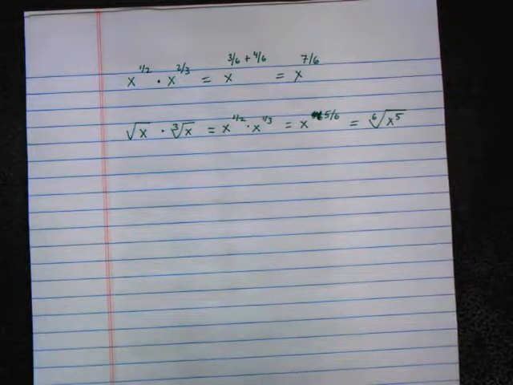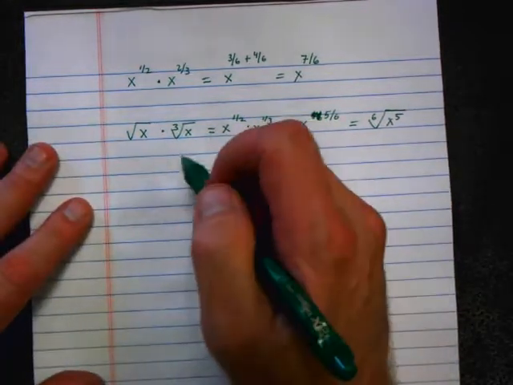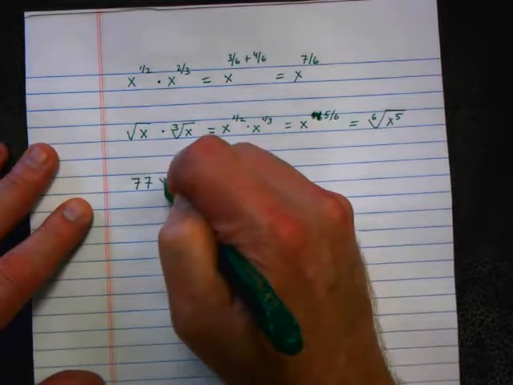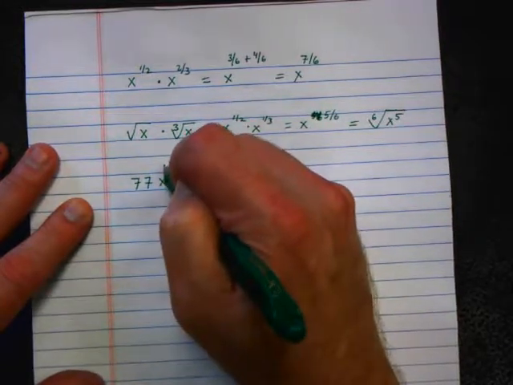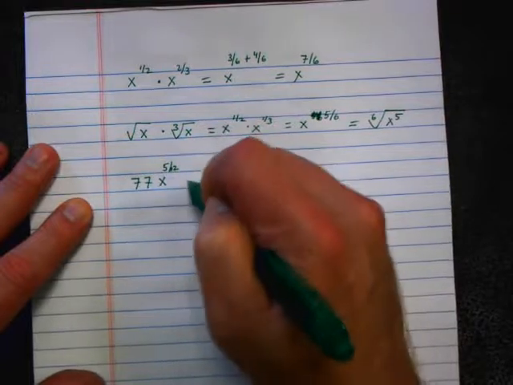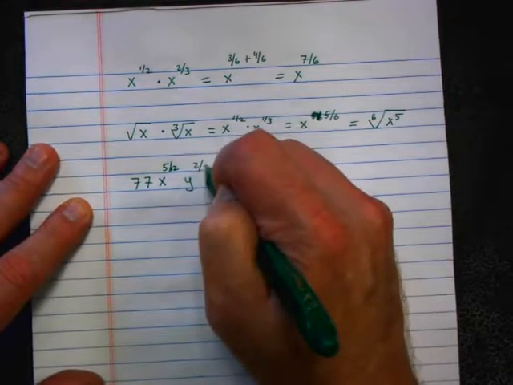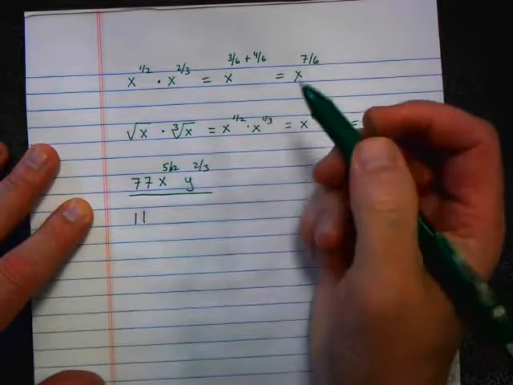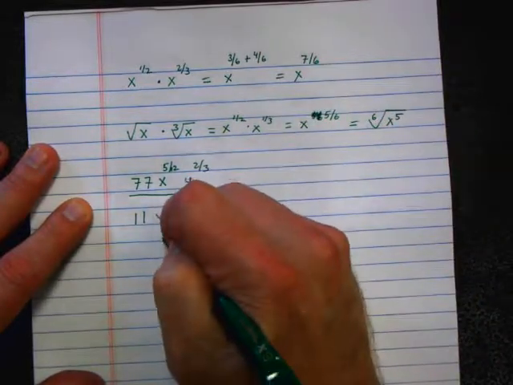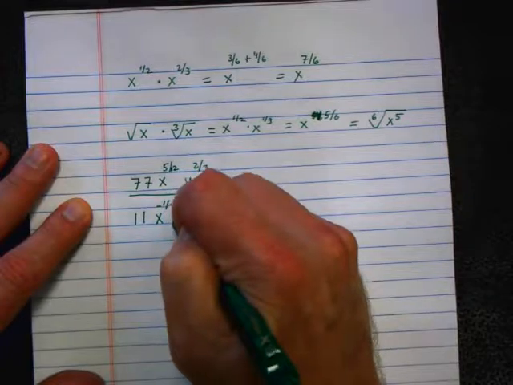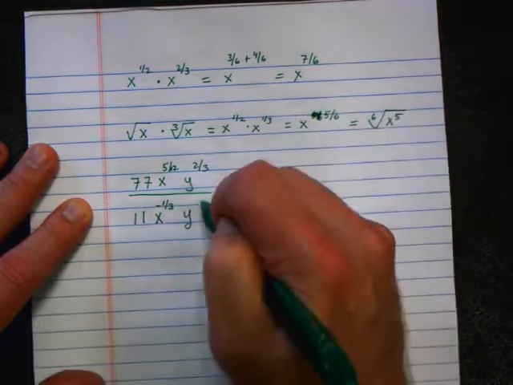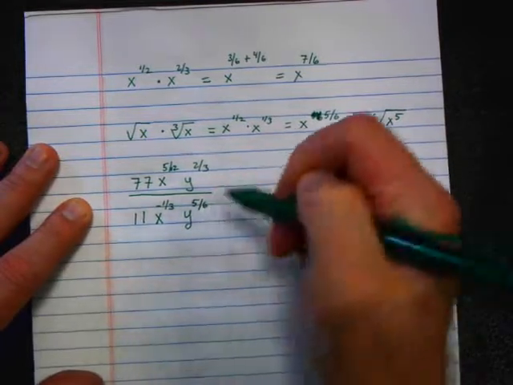All right, what if I gave you 77 x to the 5/12 y to the 2/3 divided by 11. No, I went with 11. X to the minus 1/3 y to the 5/6.